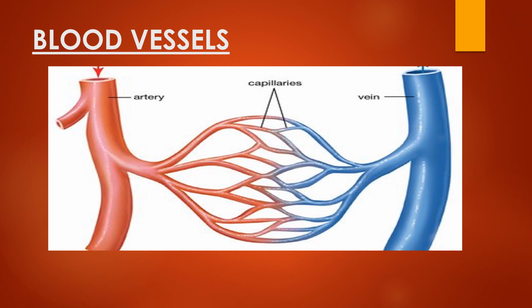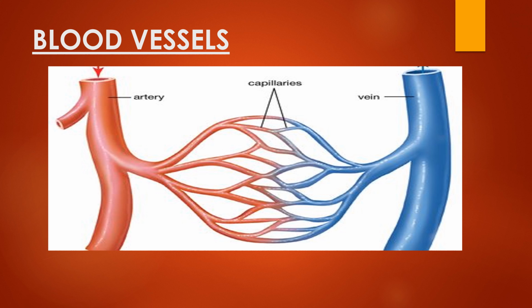Arteries are thick-walled, elastic, muscular vessels that carry blood away from the heart to different parts of the body. Veins are thin-walled vessels with valves that carry blood towards the heart from different parts of the body. And what is a capillary? It is the connection between arteries and veins. As you can see over here, capillaries are connecting the arteries and veins.